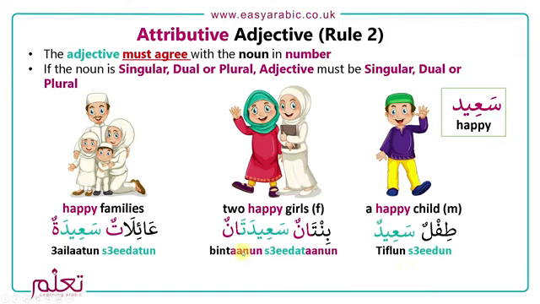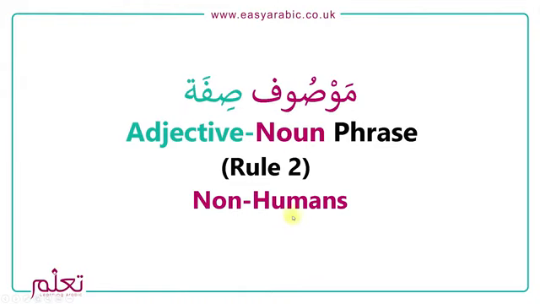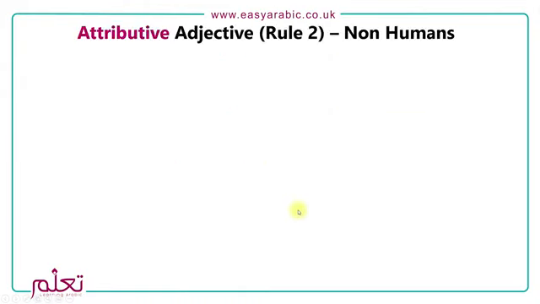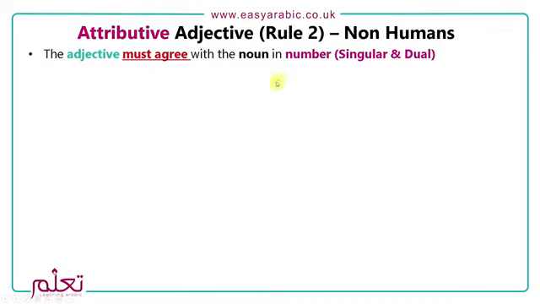Now, when it comes to the plural for non-humans, there is an exception. Where we said the adjective must agree with the noun in singular, dual and plural, for non-humans that rule is for singular and dual only. For plural there is an exception.